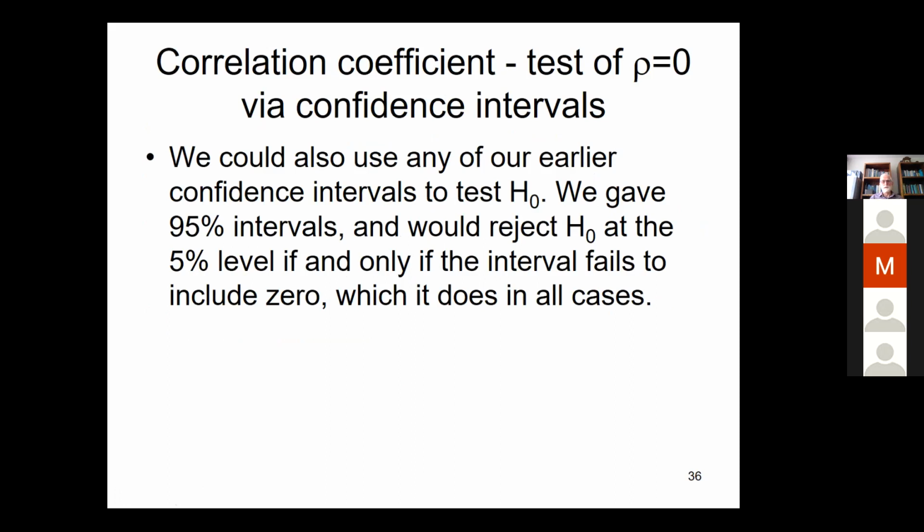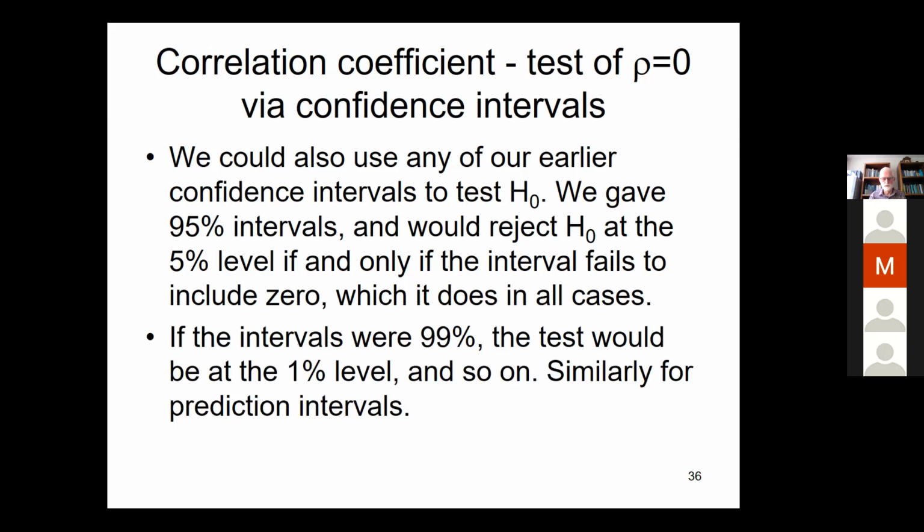Correspondence between confidence intervals and tests of hypothesis. If you've got a 95% interval, you will reject H0 at the 5% level if and only if the interval fails to include 0. There's this duality between hypothesis testing and confidence intervals. And so if the intervals are at 99%, the test will be at 1% and so on.